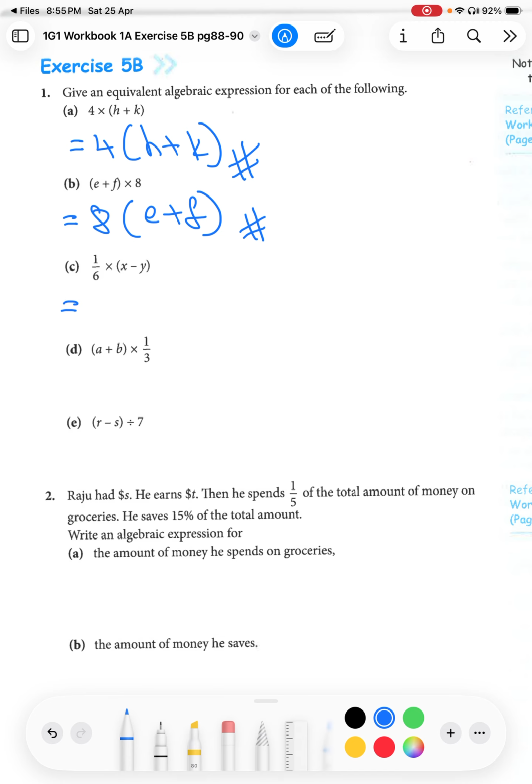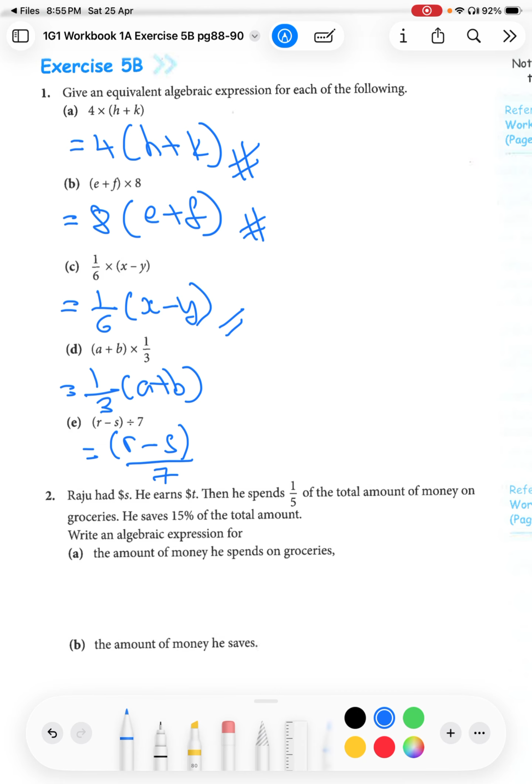Same for the next one. 1 over 6 (x minus y). Same for the next one. 1 over 3 (a plus b). Same for the last one. Same as the one that I said earlier in the previous 5A exercise. (r minus s) over 7.